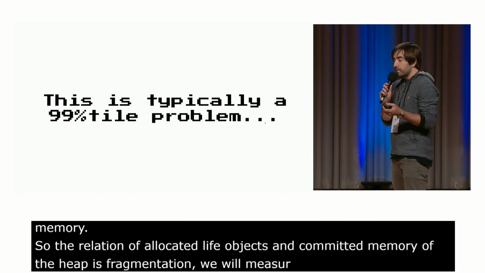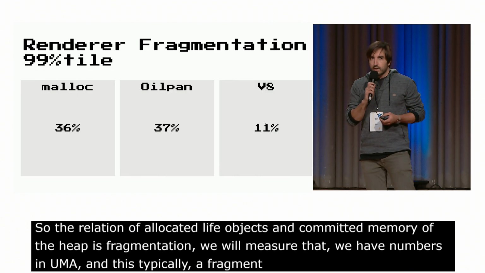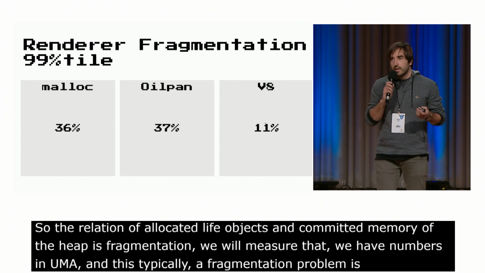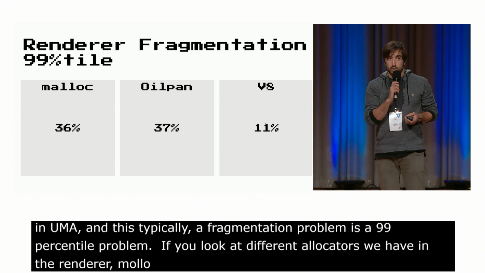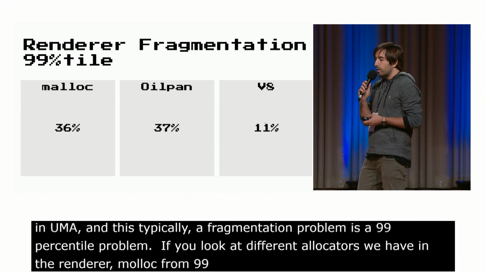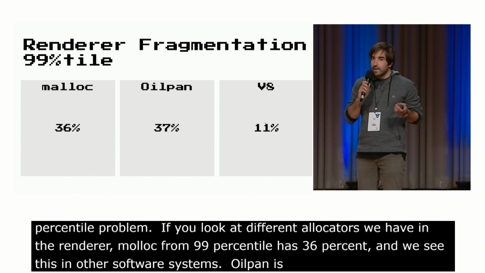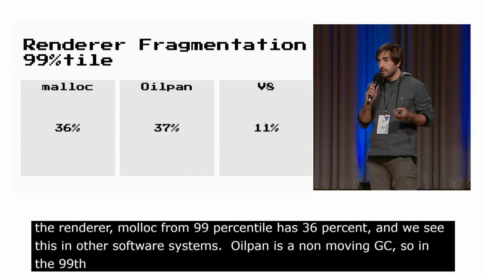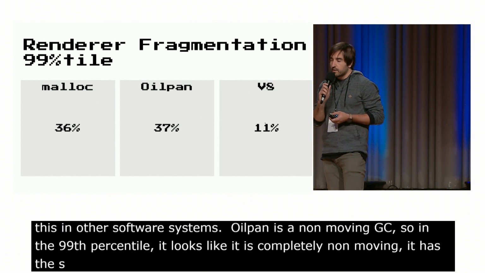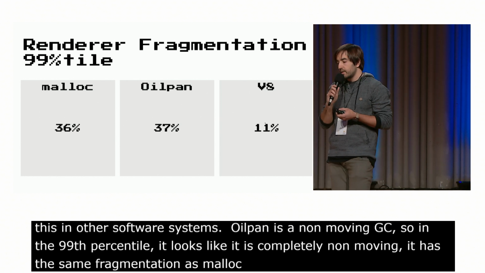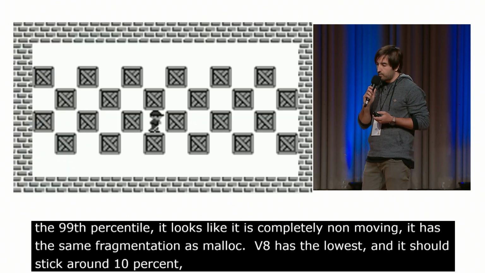Typically, memory fragmentation is a 99th percentile problem. If you look at the different allocators we have in the renderer, malloc has 99th percentile fragmentation of 36%. This is a very typical number for malloc. We see that also in other software systems. Oilpan is mostly a non-moving garbage collector, and so at the 99th percentile, it looks like a completely non-moving collector. It has the same fragmentation as malloc. Whereas V8 is a mostly moving collector. We have an SLO in V8 that tells the GC it should stick around 10%, and at the 99th percentile it's 11%, so that works well.